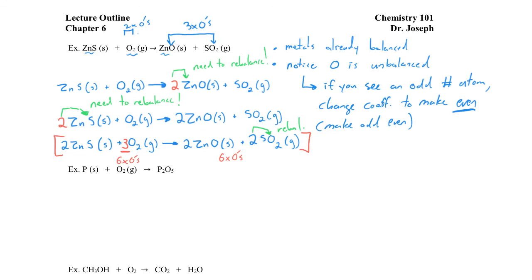And so are all of the other elements. Notice we have 2 zinc and 2 zinc, we have 2 sulfur and 2 sulfur, and we have 6 oxygen and 6 oxygen. And those are all the elements that are present. So in effect, this equation is balanced.